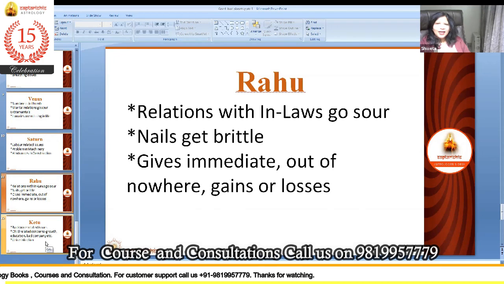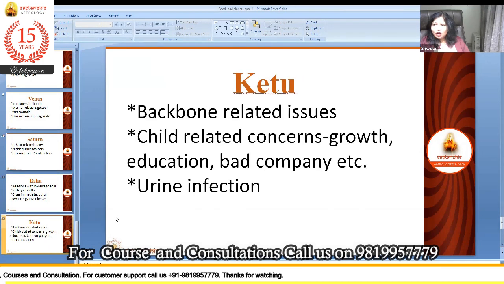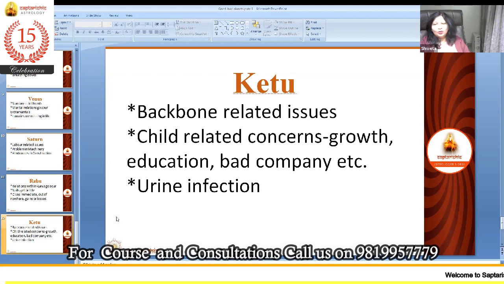Okay, and last but not least, Ketu is the planet that governs you throughout your life. That's the backbone of our body, and that's the backbone of our life. Ketu. Look out for it. Watch out. If the backbone has some issues, treat Ketu. Your children are Ketu.